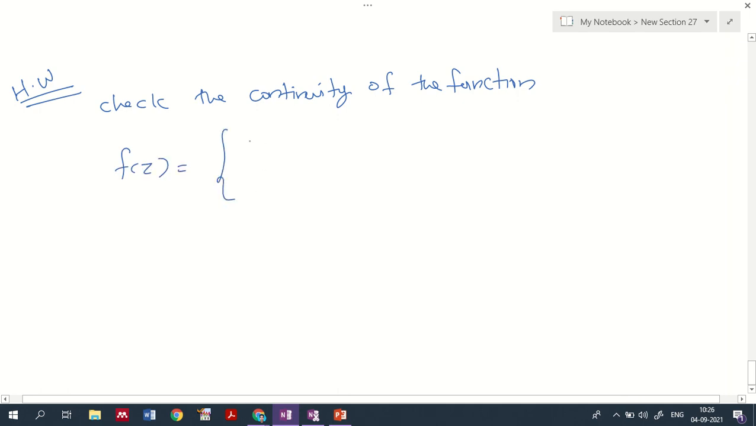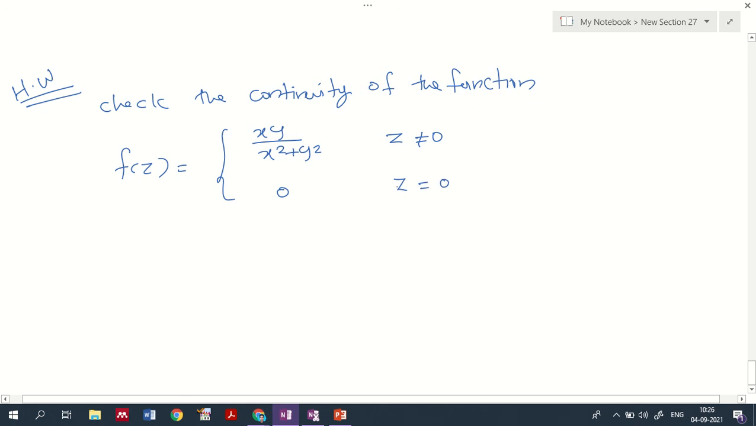Note down, check the continuity of the function f of z is equal to xy divided by x square plus y square when z not equal to 0, and 0 at z equal to 0.